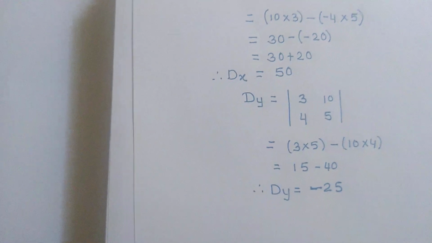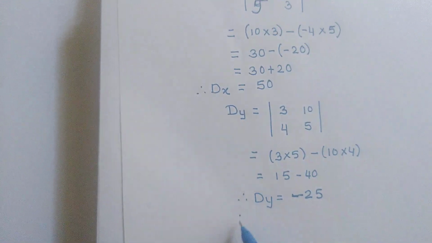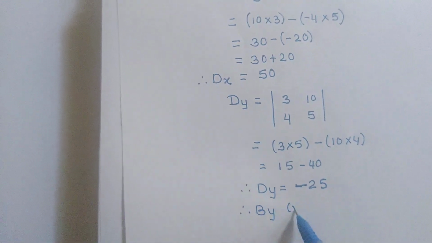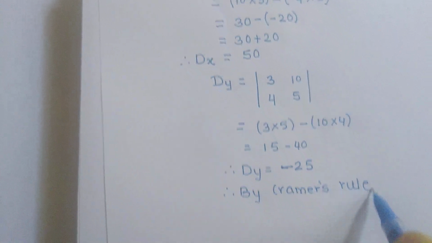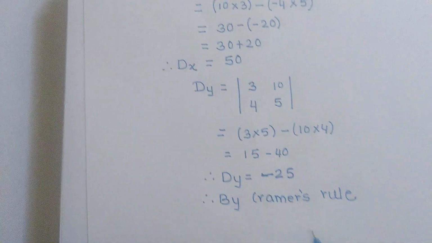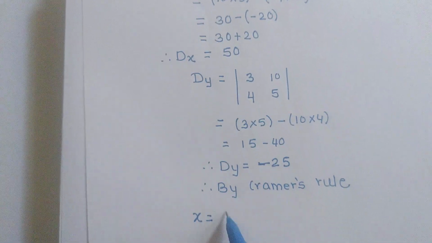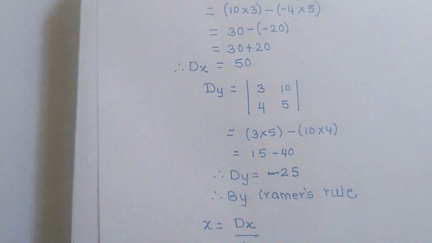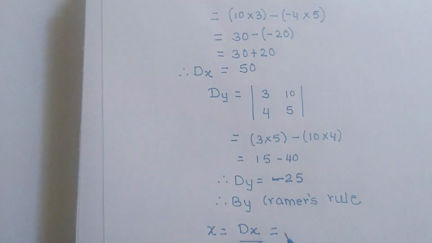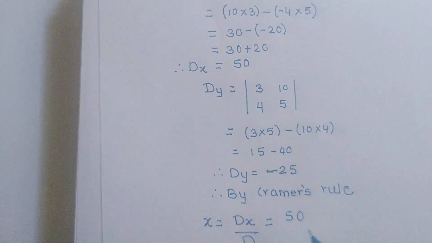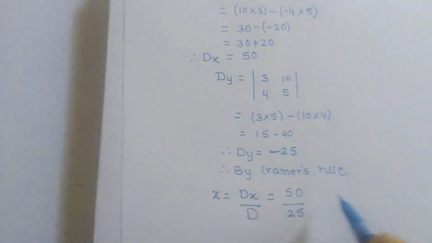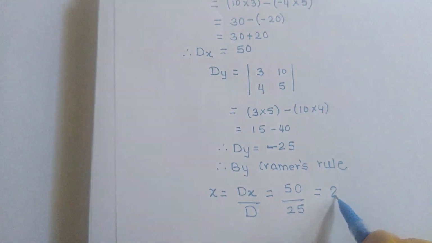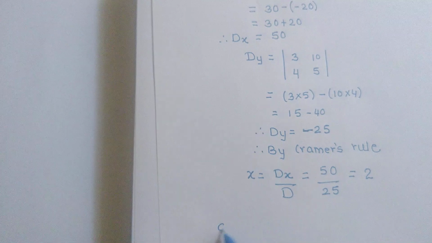Now we come to step 3 of Cramer's rule. So therefore by Cramer's rule, we have to use the formula x is equal to Dx by D. The value of Dx is 50 and the value of D is 25. So 50 upon 25, the answer is 2.